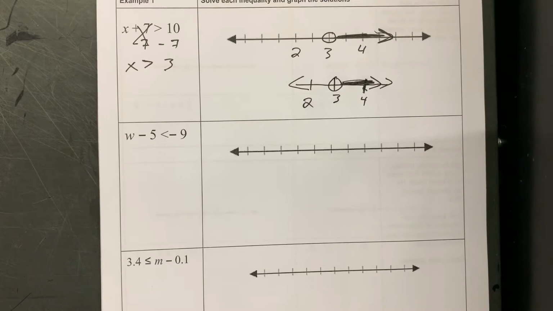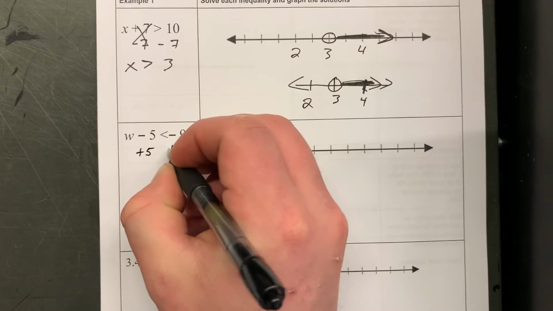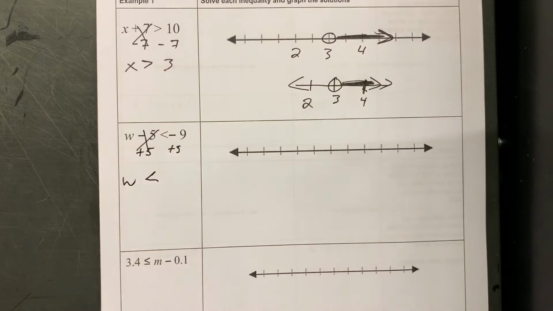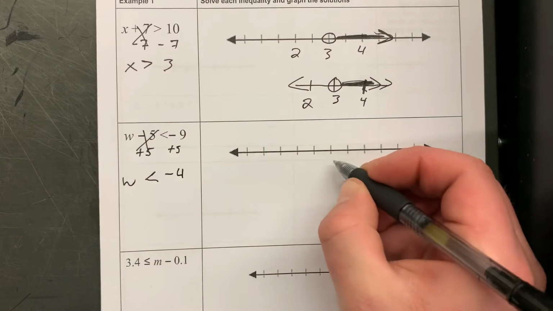If we move on, I have w minus 5 is less than negative 9. Again, I need to undo this subtraction by adding. So I add 5 to both sides, because what I do to one side, I need to do to the other. Those 5s cancel out. Negative 9 plus 5, I'm getting closer to 0, so I end up at negative 4.